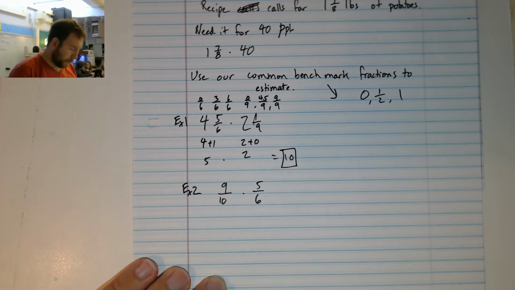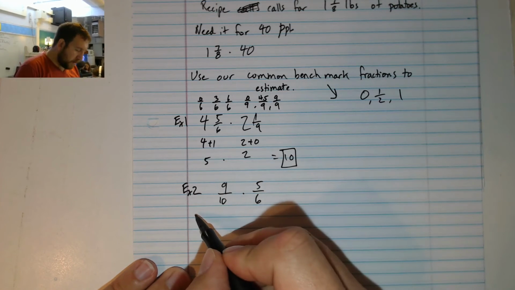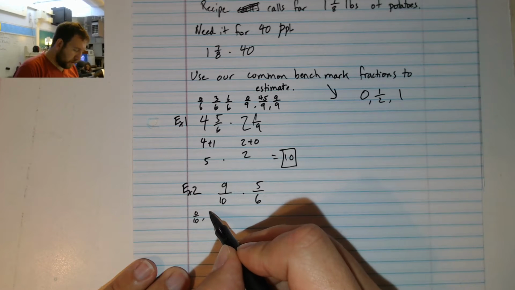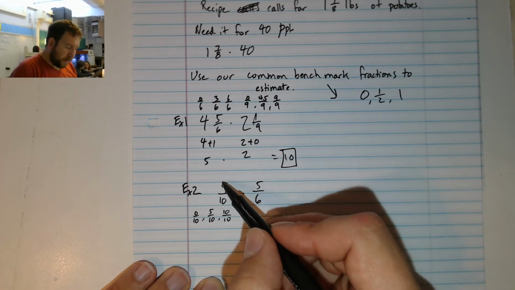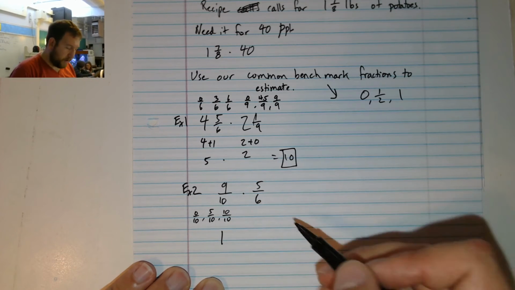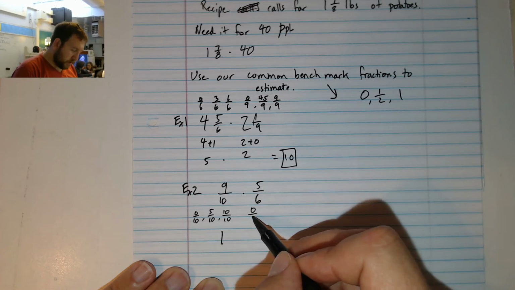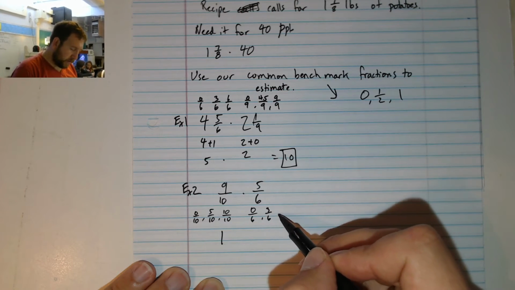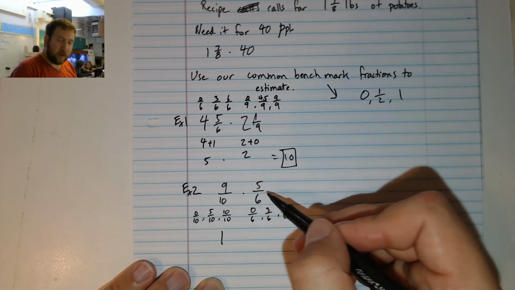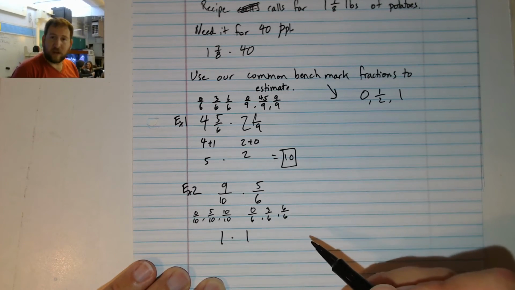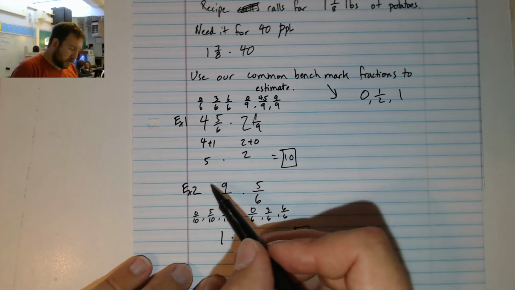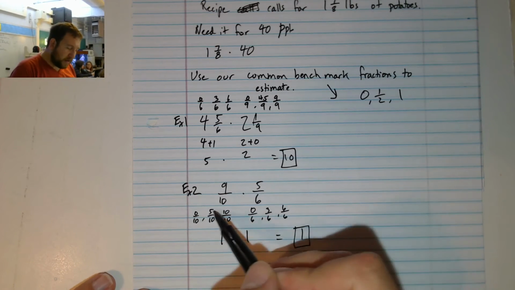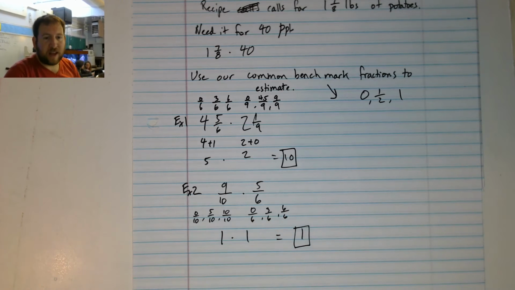Sorry about that. My 9/10 here, is it closer to 0/10, 5/10, or 10/10? Well, it's definitely closest to 10/10, so I can really write this as 1. 5/6, is it closest to 0/6, 3/6, or 6/6? Well, it's definitely closest to 1. So now I have 1 times 1, which is 1. 1 times 1 is 1, right? So I turn this whole mess of a thing into 1. And I can even do this usually in my head to save a lot of time. Let's take a look at another example.